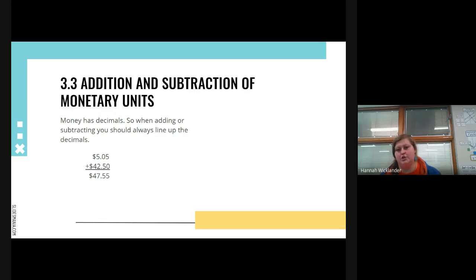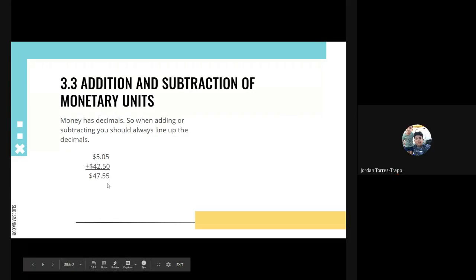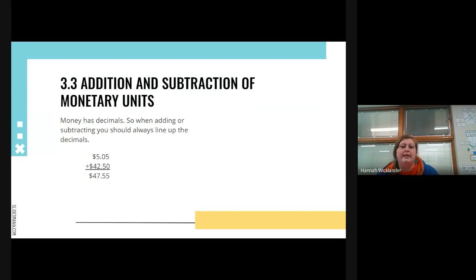Close. How many are after the decimal? 2. Good job. Yes. So anytime we're writing money, you're going to write 2 places after the decimal. So remember that change is always 2 spots. So even if it's 5 cents, there's a 0, then a 5. Or if it's 50 cents, there's a 5 and then a 0.